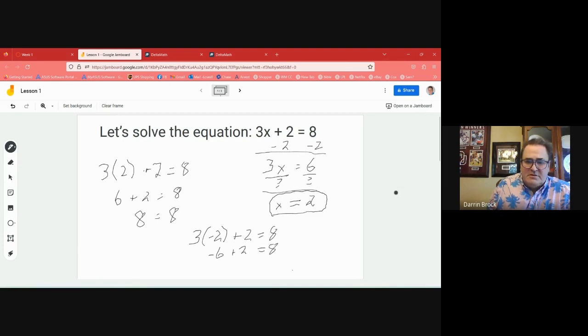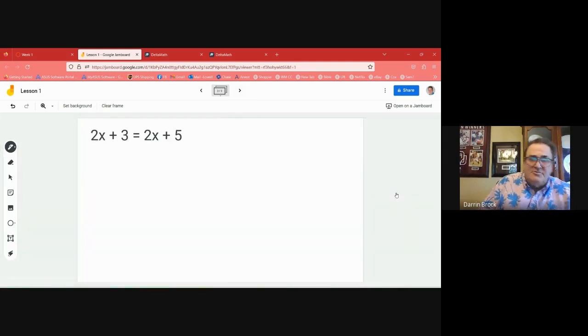We see negative 6 plus 2 is negative 4. That does not equal 8. That is not a solution. So checking our solution is always important to do. So we can see that in this case, there is one solution, right? One solution. And the solution is x equals positive 2. So let's look at our next problem. I want to do this one together.